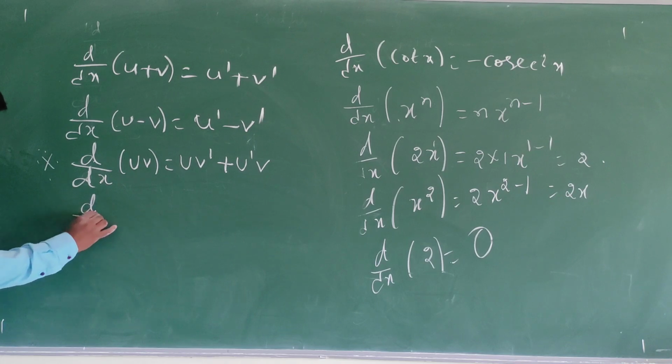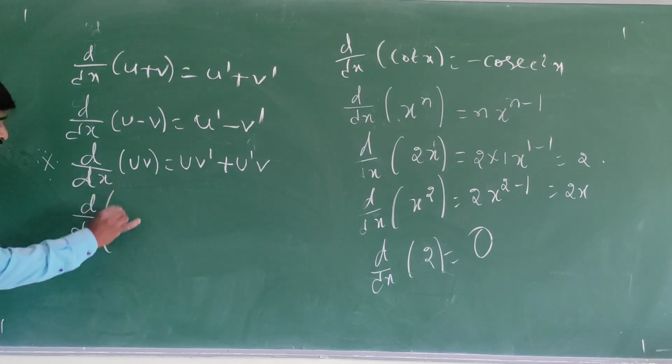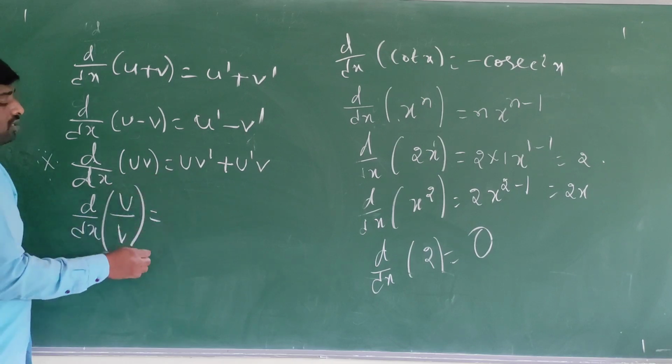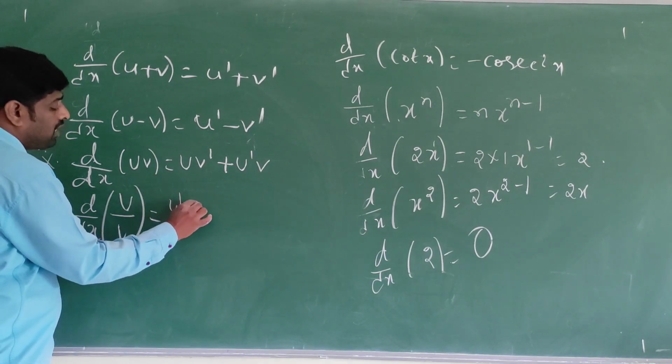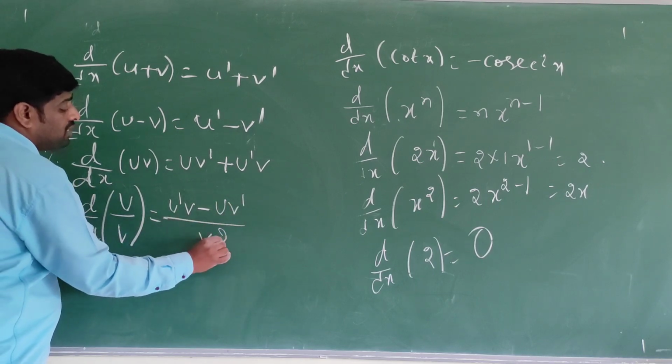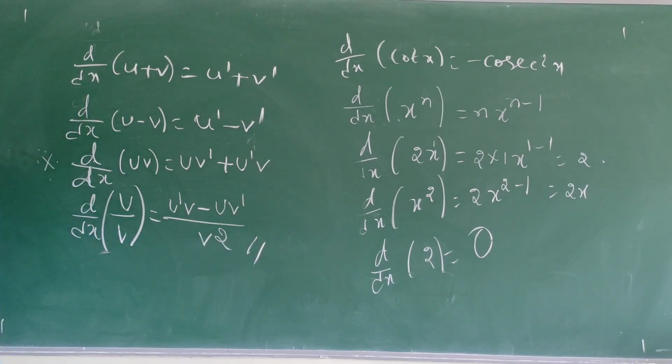d by dx of u by v is u dash v minus u v dash, divided by v square. This is called the quotient rule. This rule is also very important for second PU. So the product rule and quotient rule are very important for second PU.